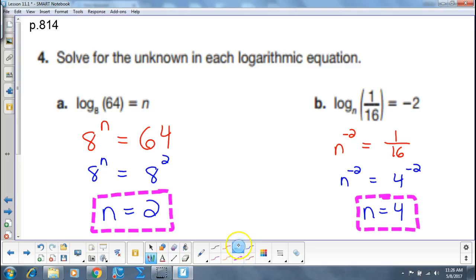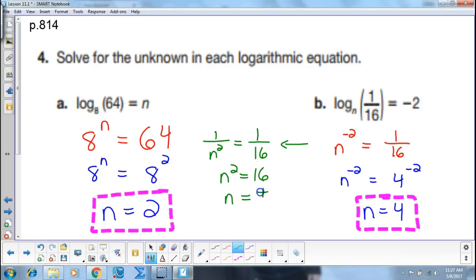Now, an alternative way of thinking about that one: from my red equation, I could make this be 1 over n squared equals 1 over 16. Which then would mean that n squared has to equal 16. Cross multiplying, reciprocating both sides, however you want to do it. Which means then that n would have to equal plus or minus 4, because if I take the square root of both sides, that's an even root, plus or minus.